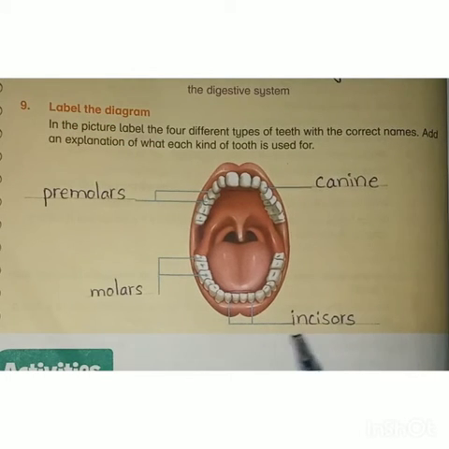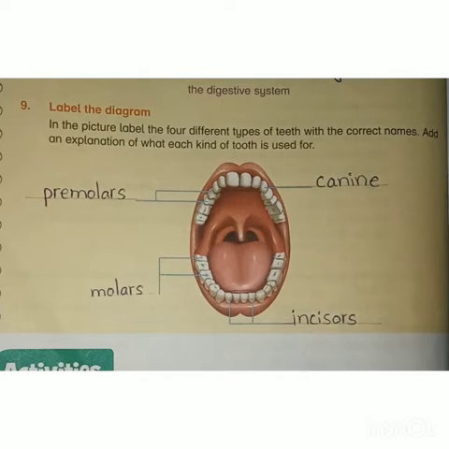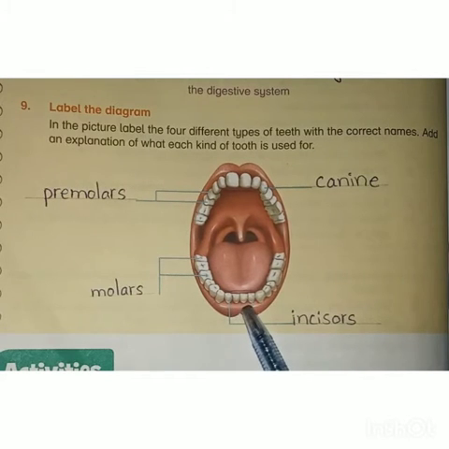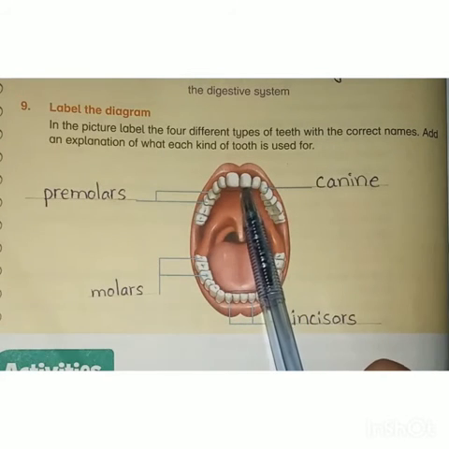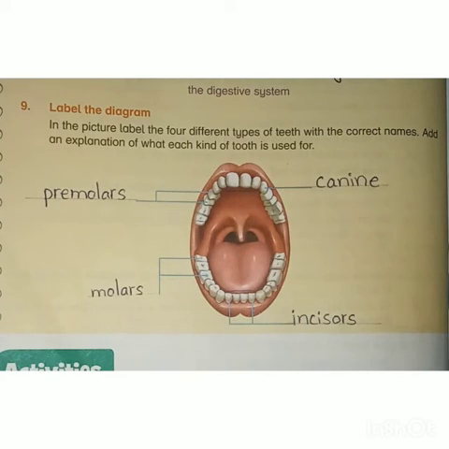The first type of teeth are incisors. The teeth that are present at the front of the mouth are called incisors, and incisors are 8 in total. You can see 4 teeth are present in the lower jaw and 4 teeth are present in the upper jaw. Incisors are used for cutting and biting food.